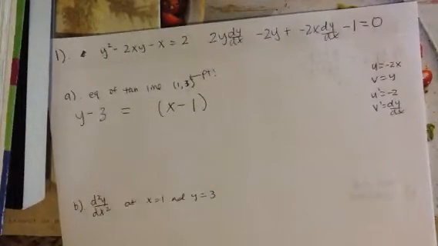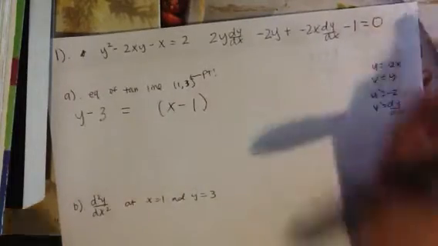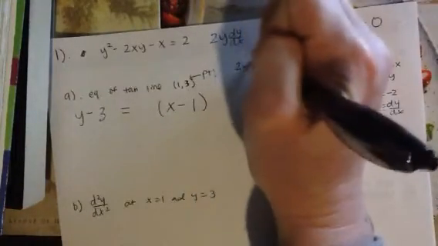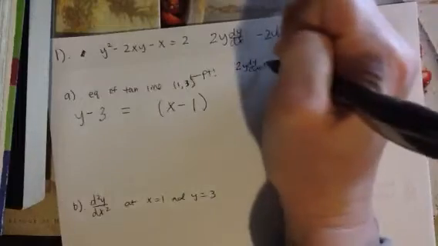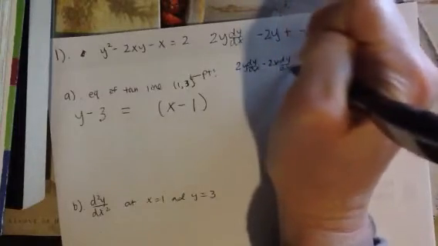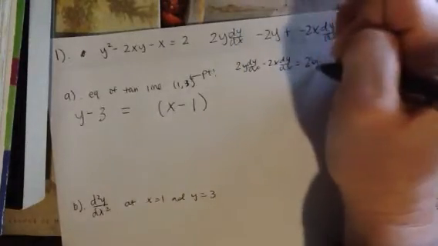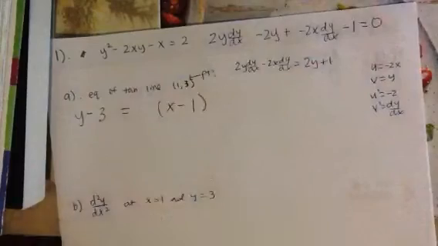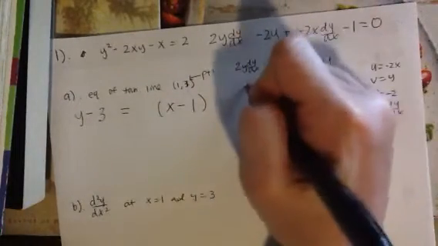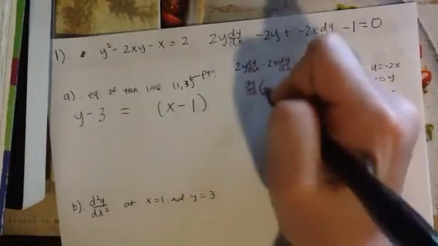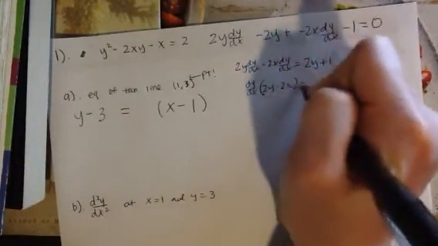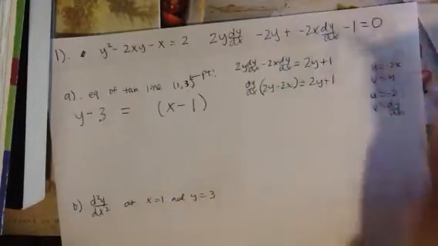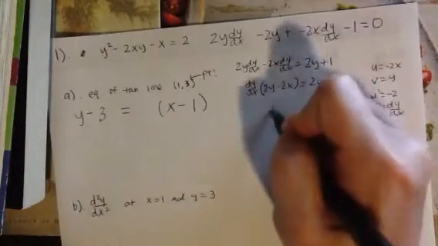Now we have our first line, and what we need to do is rearrange this to get dy/dx by itself. So I'm going to add these two terms over. That gives me 2y dy/dx, negative 2x dy/dx equals, this got added over, 2y, this got added over, plus 1. Now I'm going to pull the dy/dx out. That leaves me with 2y minus 2x. And divide this term over.